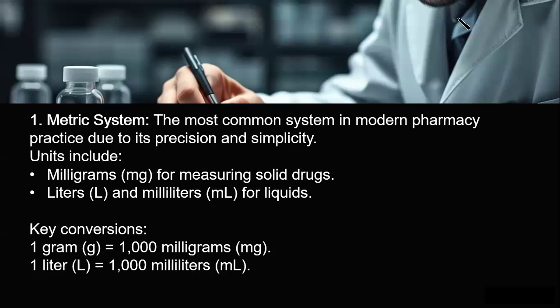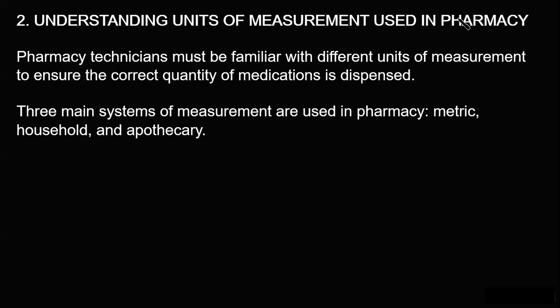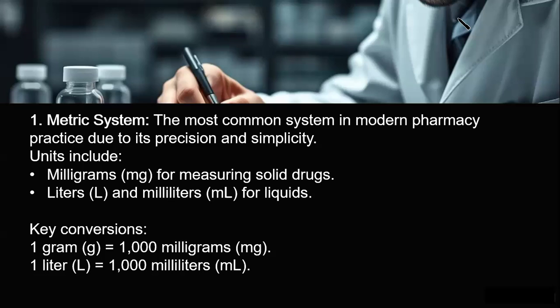This is the metric system, the most commonly used of all the 3 measurements of drugs and medications. The metric system, like you can see there, is commonly used today, making use of technology. In big pharmacies, the metric system units include milligrams and liters: milliliters for liquids, and mg for solid drugs.